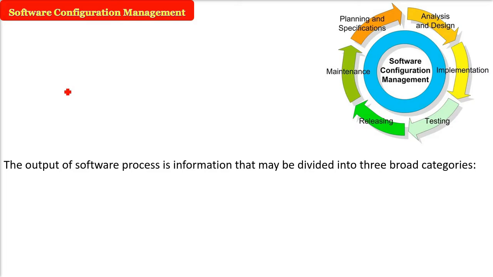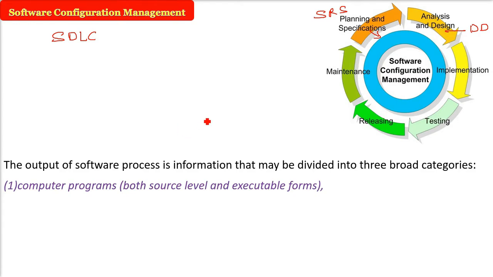In software configuration management, in every phase of the software development life cycle, SDLC, you will see in all these phases, there are different products, there are different outputs. So what will be the output in planning and specification? Of course, the software requirement specification. In analysis and design, you will find the design document. That can be a baseline, that can be a milestone, that can be a product or the work product which we are interested in. So the output of the software process is information that may be divided into three broad categories. So these are the outputs in various stages of the SDLC.